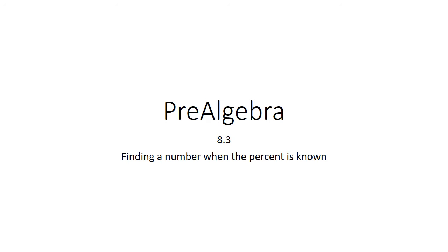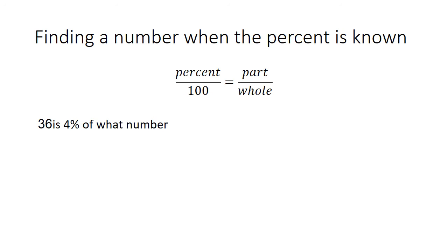Right, this is video 8.3, finding a number when the percent is known. We've got a little bit more of using percents in a ratio. We're going to be using the same formula as we did yesterday. So here's our formula. Remember, it's going to be the percentage that you know over 100, and then the part, and then the whole. All right?